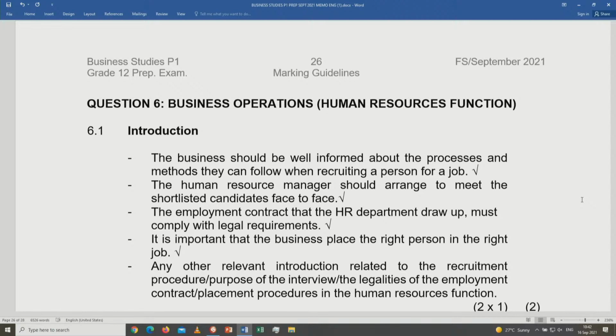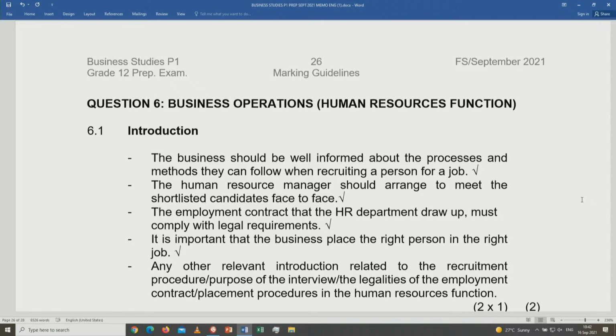The second one, the human resource manager should arrange to meet the shortlisted candidates face to face. This one links with the second bullet, which is about the purpose of the interview. The employment contract that the HR department draws up must comply with the legal requirements. It links with the third bullet, which is about legal requirements of an employment contract. And then it is important that the business place the right person in the right job. It has to do with placement.